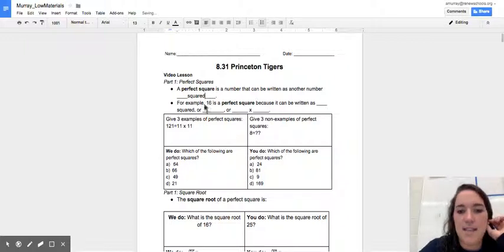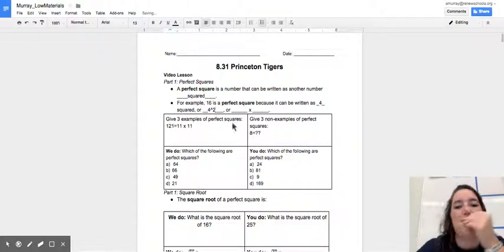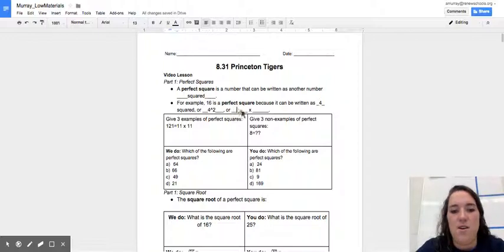For example, 16 is a perfect square because it can be written as what number squared? Right, 4 squared. You can write this in exponential notation. I can't do exponential notation on a computer, so I'm just going to do my caret. Or 4 times 4. All right, so what are 3 examples of perfect squares?